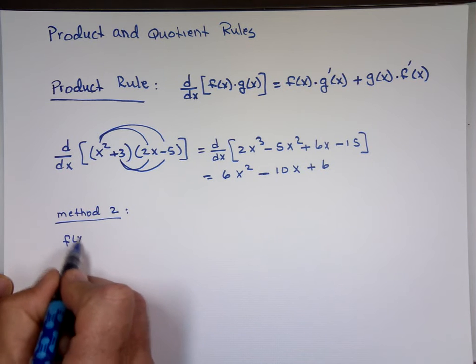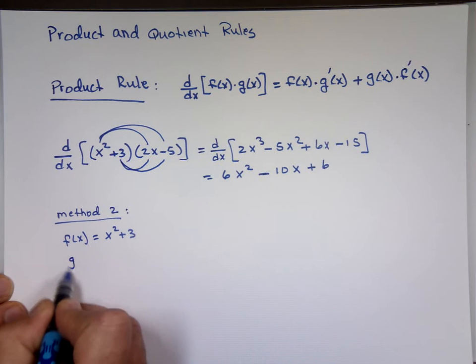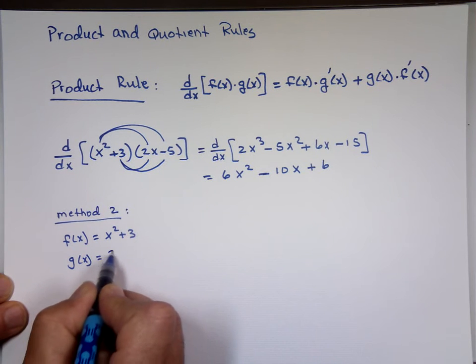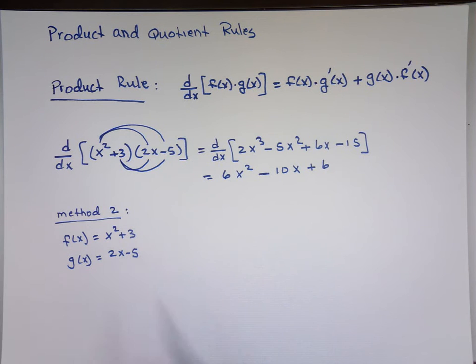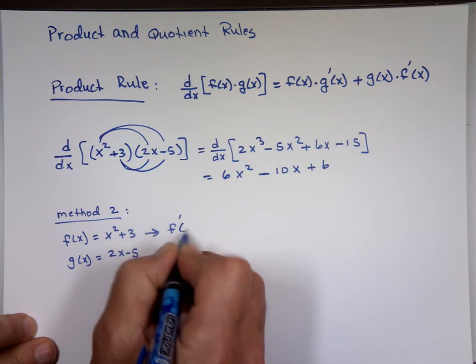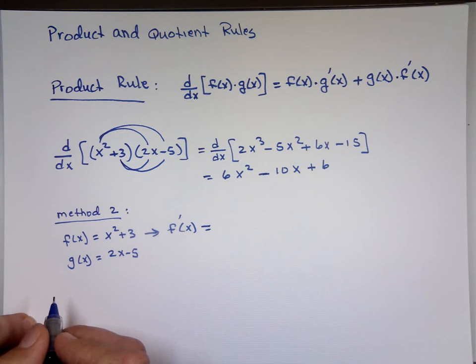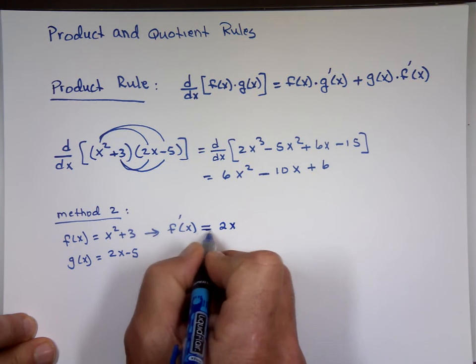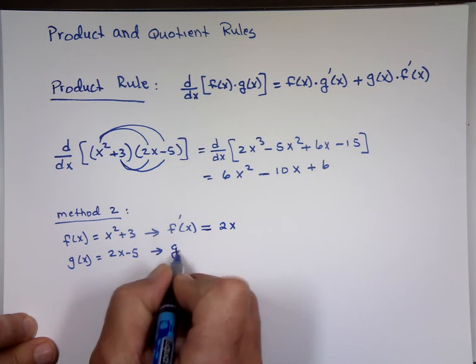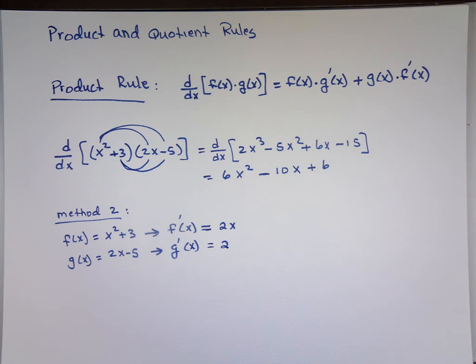f of x is the first one, which is x squared plus 3. And g of x is the second one. What's the derivative of f? Might as well find everything we need before we start plugging in. What's the derivative of x squared plus 3? 2x, yes. What is the derivative of g of x? 2. And I'll write that equation.